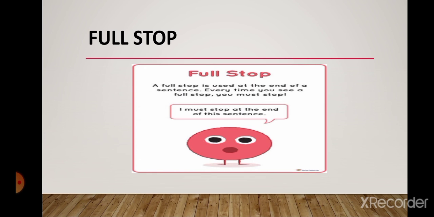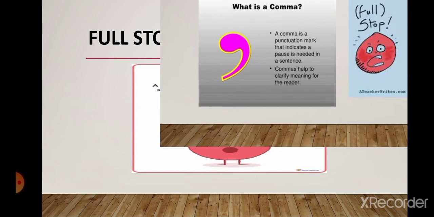The first is the full stop. We will use a full stop at the end of a sentence. A full stop is used at the end of a sentence. For example, I must stop at the end of the sentence. After every complete sentence, you will add a full stop.